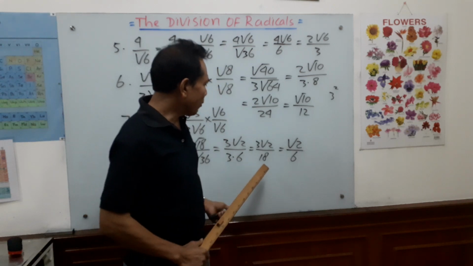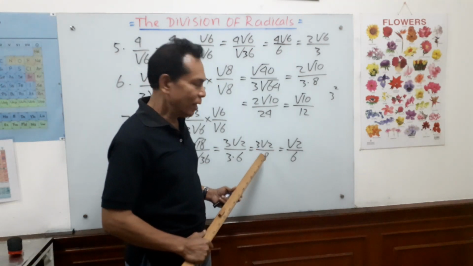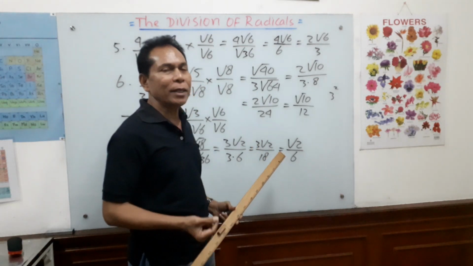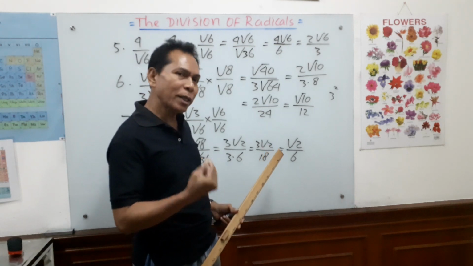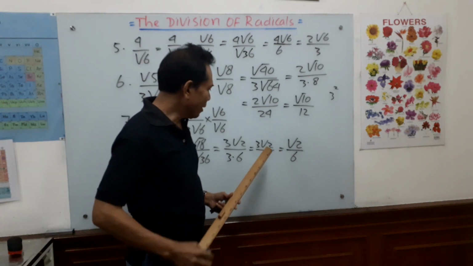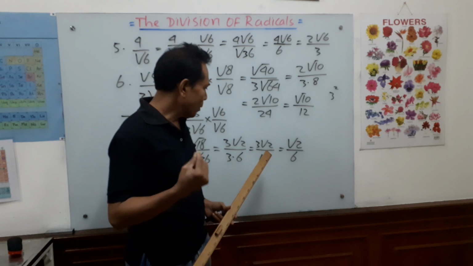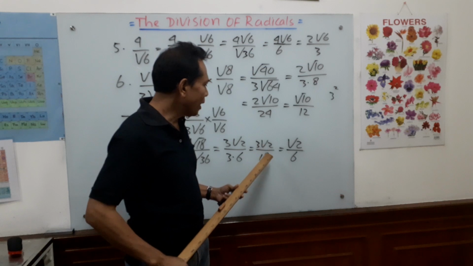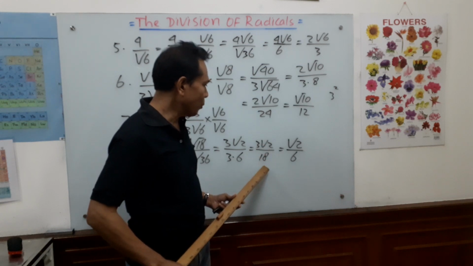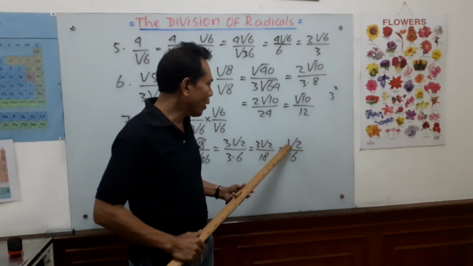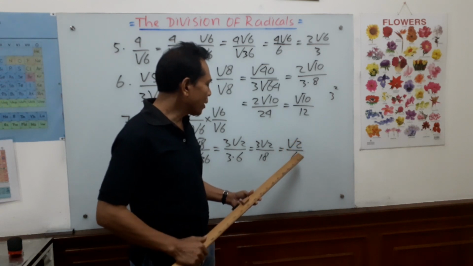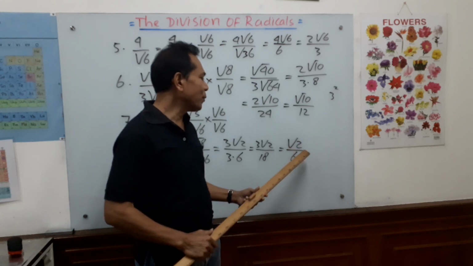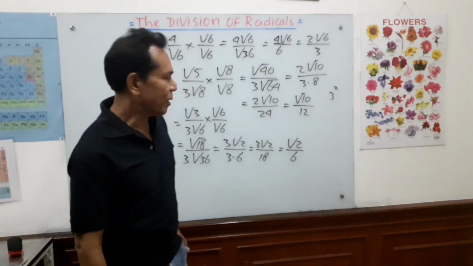Now, we know that a factor of 18 is also 3. A factor of 18 is 3 because 18 divided by 3 is 6. 18 divided by 6 is 3. 3 times 6 is 18. So we use 3 to divide with 3 here and also with 18, the numerator and the denominator. So 3 divided by 3 is 1. So 1 square root 2 over 18 divided by 3 is 6. So square root 2 over 6. That is your final answer.